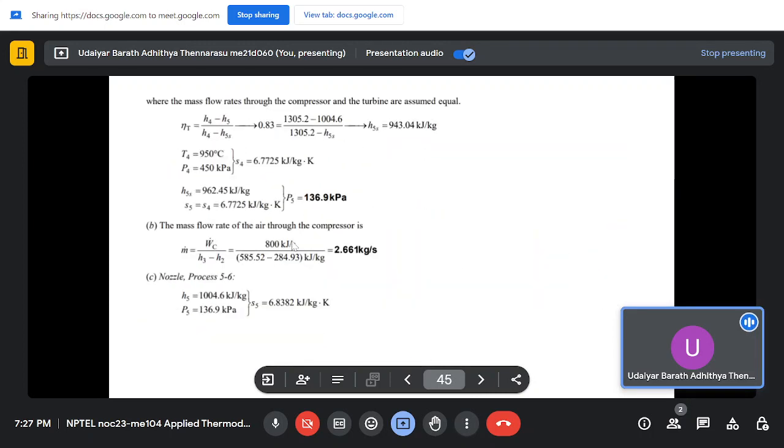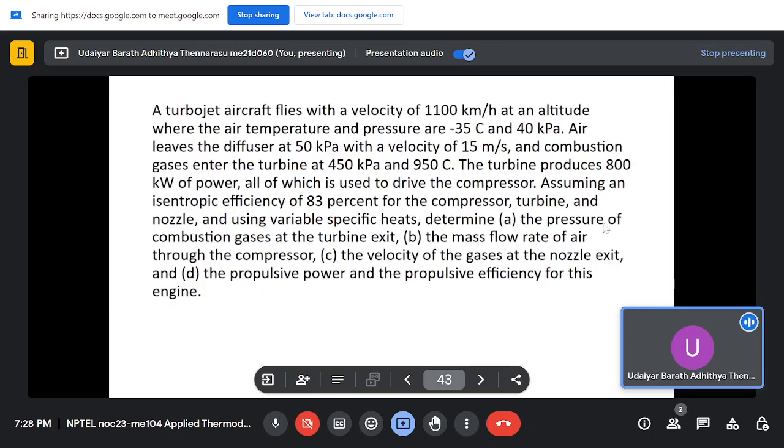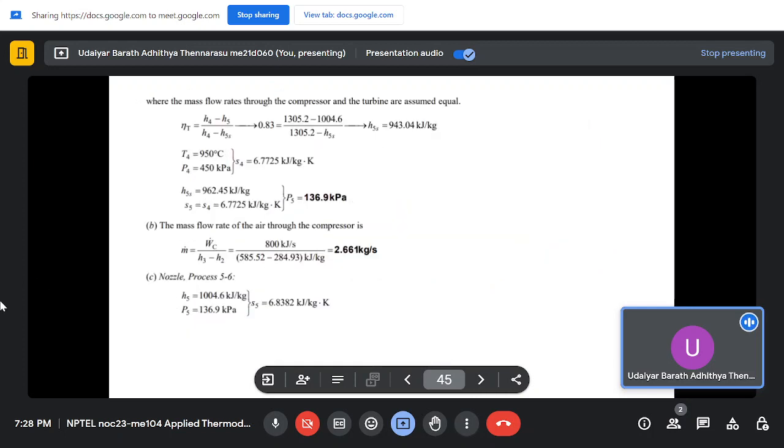Now to find out the mass flow rate, we know that the turbine produces 800 kilowatt of power. So we can use the turbine work, which will be equal to the compressor work. So m dot equals compressor work divided by H3 minus H2. So 800 kilojoule per second divided by the enthalpy change will come out to be 2.661 kilograms per second. This is the mass of air passing through the compressor. Through the turbine, it will be m_a plus m_f.